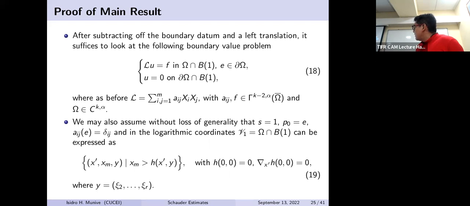Okay, so for simplicity, we can always remove the boundary data and assume that it's zero. That's what we do. Also, since we have translations, rescalings and rotations in the first layer, we also assume that the radius is 1, we are at the origin, and at the identity the a_ij is just the identity matrix. That's not a big deal. And we can also express our domain as this one, where h is C^{1,alpha}.